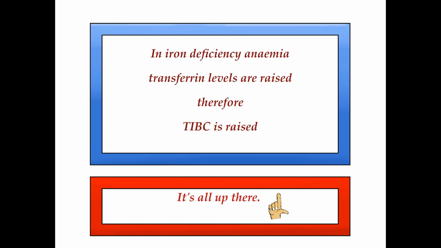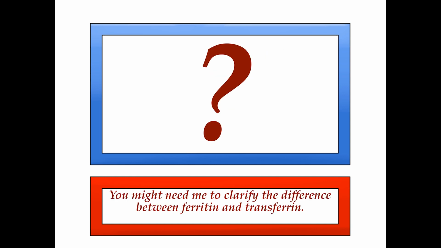In iron deficiency anemia, transferrin, and therefore TIBC, is high in an attempt to best utilise what little iron is available. Now, some of you might be going, hang on, isn't that the opposite of ferritin, which you said did the same thing? Well, no.